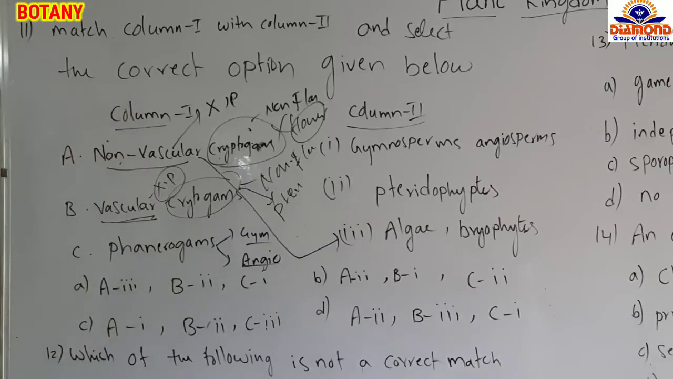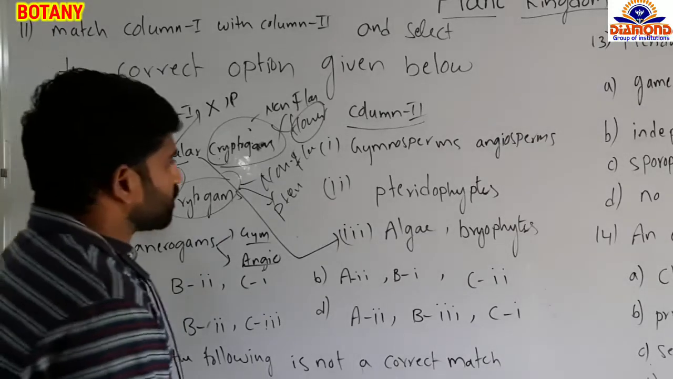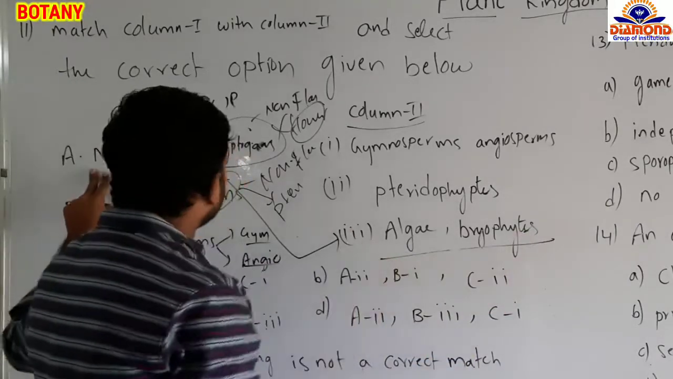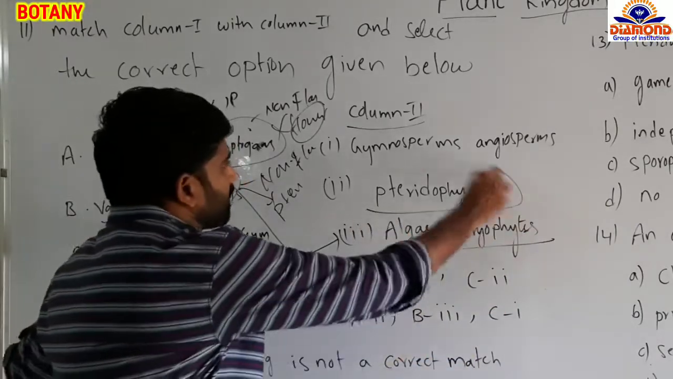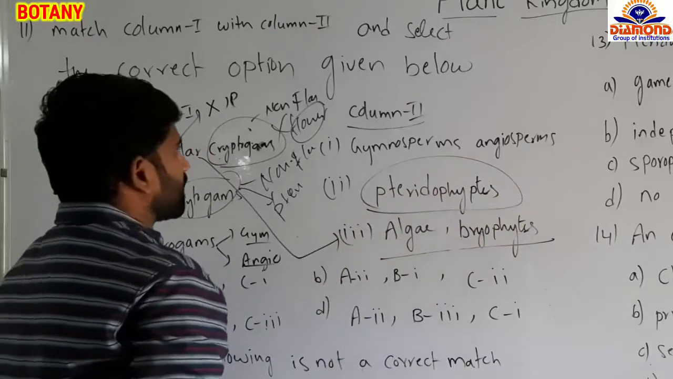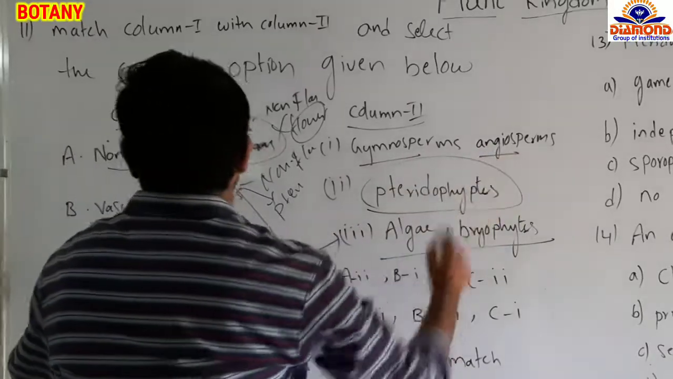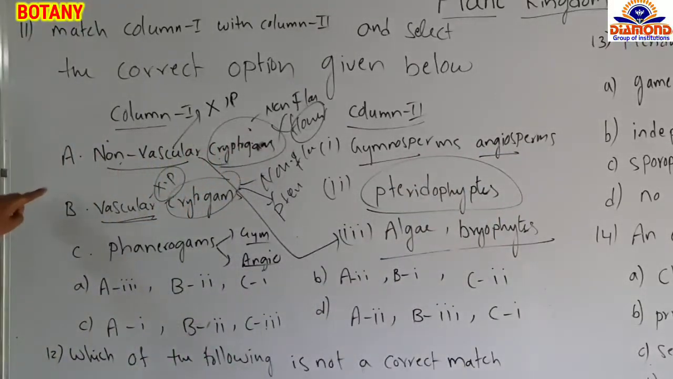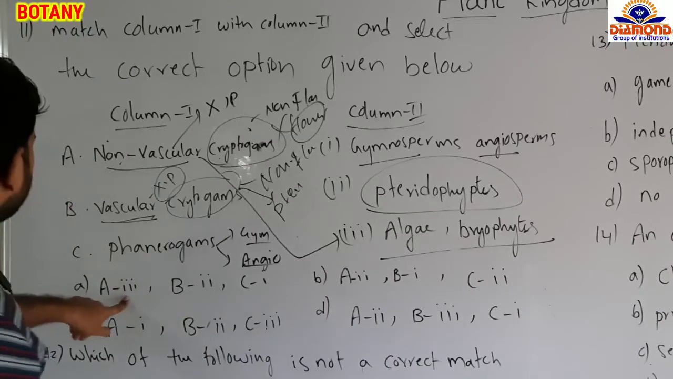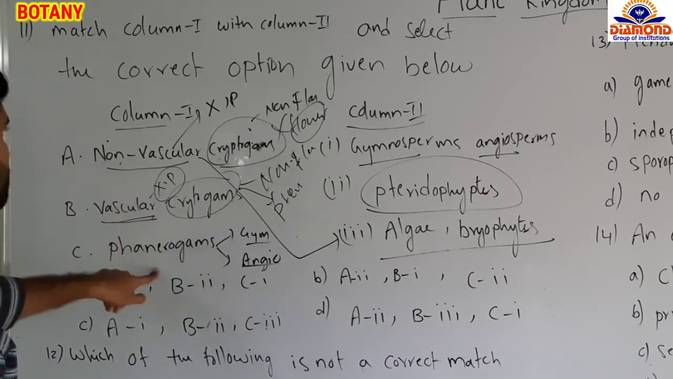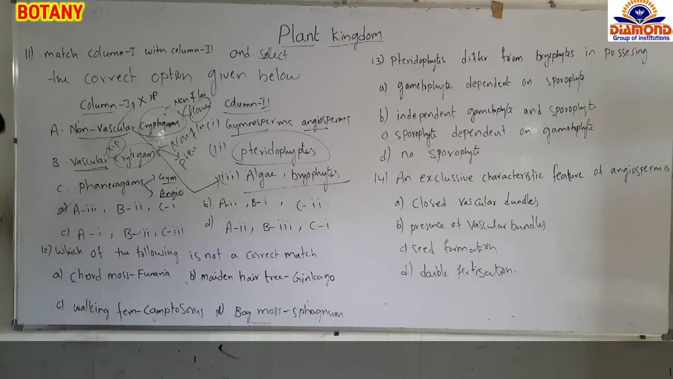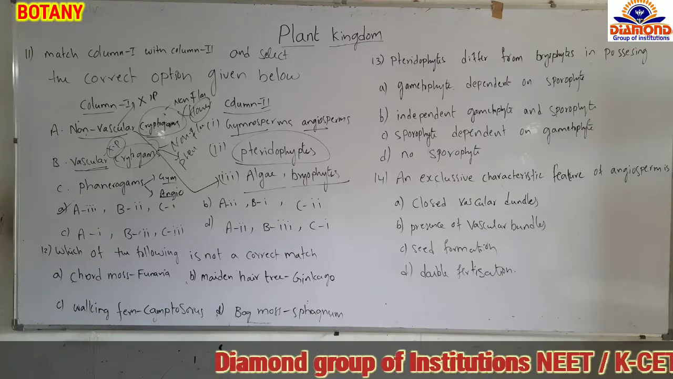Cryptogams means non-flowering plants. So the examples: non-vascular cryptogams are algae and bryophytes, vascular cryptogams are pteridophytes, and phanerogams are gymnosperms and angiosperms. So the answer is A-3, B-2, C-1. The answer is A. And next question, which of the following is not correct?